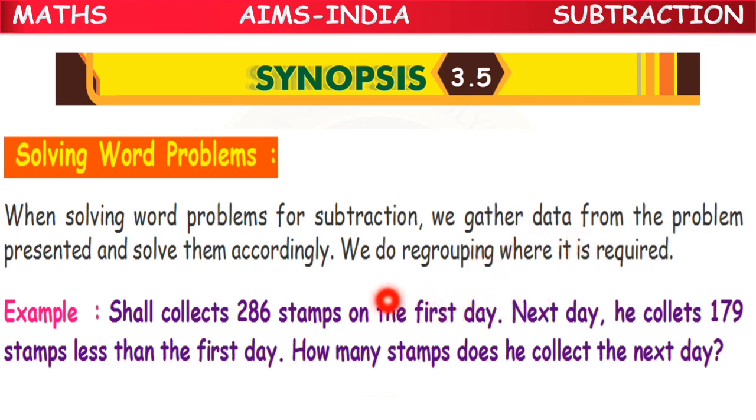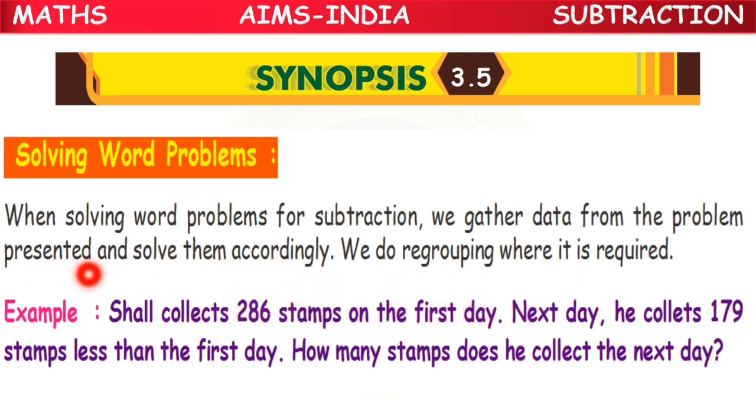What is the data? Now look at the example here. Shell collects 286 stamps on the first day. Next day he collects 179 stamps less than the first day. How many stamps does he collect the next day? Now here we are given that Shell collects 286 stamps on the first day. So this is our data, the information that is given. And on the next day he collects 179 less stamps. So this is our data.